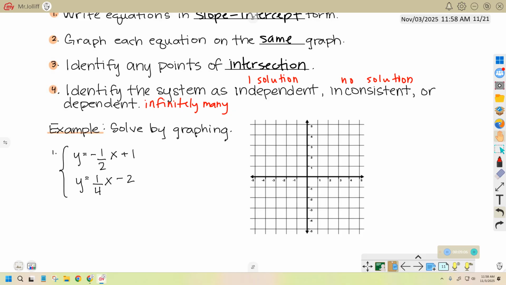Luna's shaking his head no. How do you know, Luna? You already graphed it. Luna's a speedy grapher. Somebody who hasn't graphed it yet, how can we tell that Luna's correct?